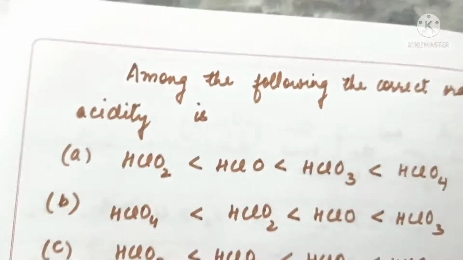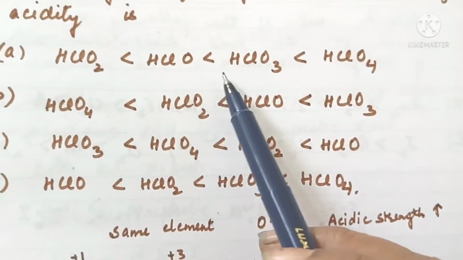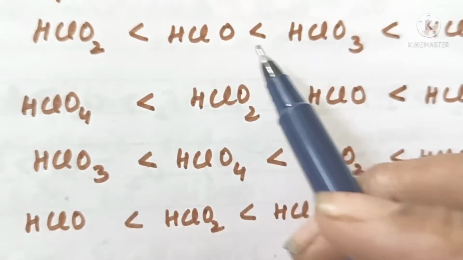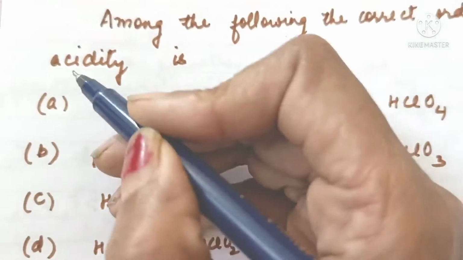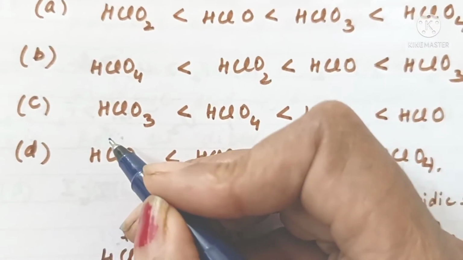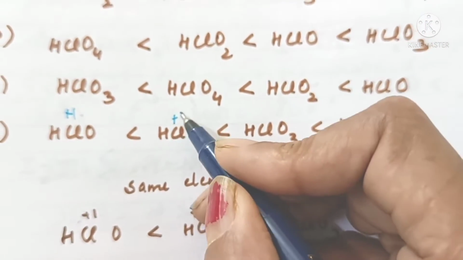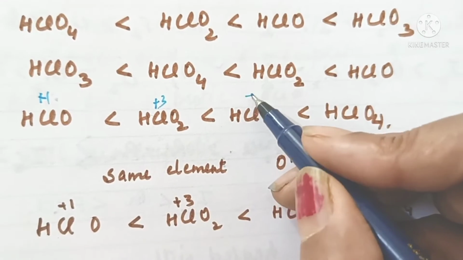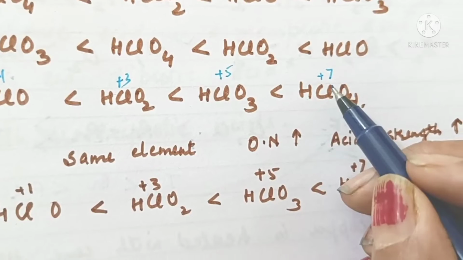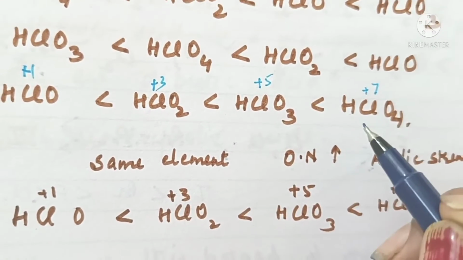Among the following, the correct order of acidity is... As the element is the same, the acidity will depend upon the oxidation number. In case of HClO, the oxidation number is +1, this is +3, this is +5, and this is +7. As the oxidation number increases, the acidity also increases.